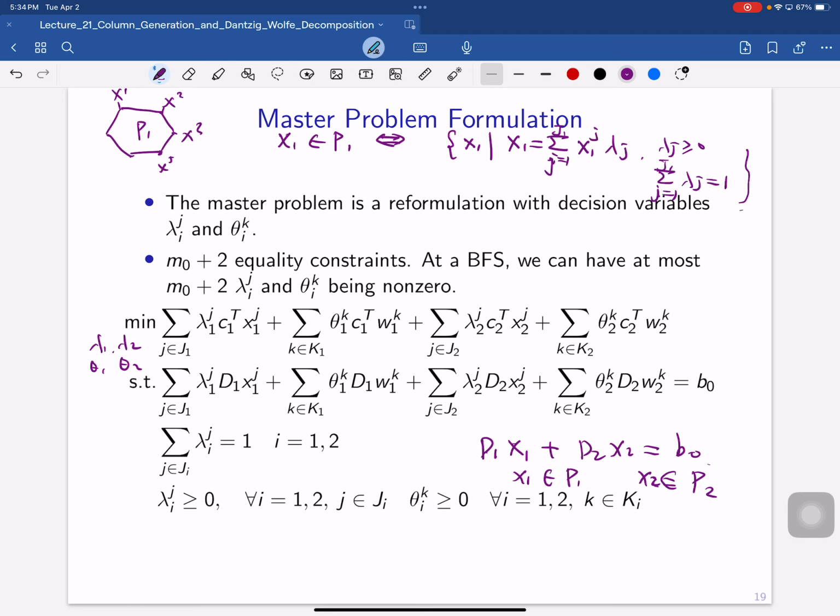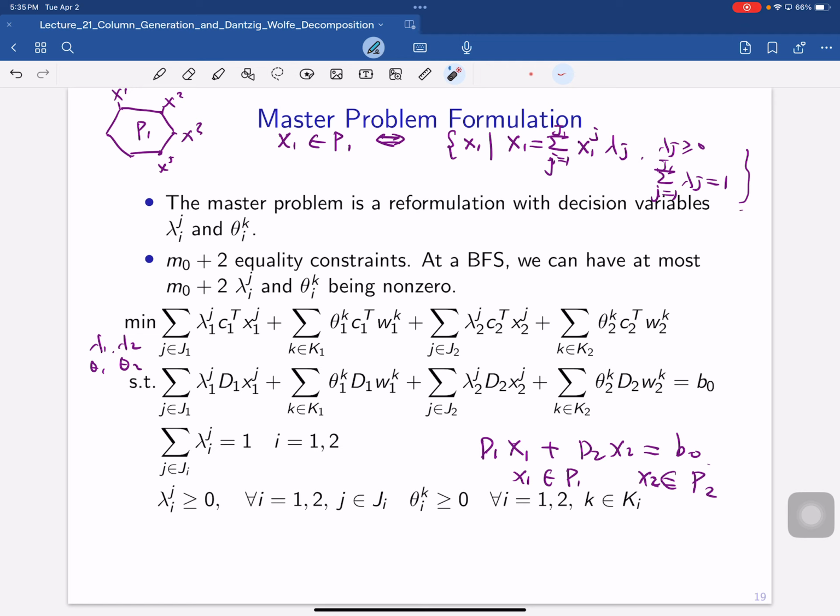So these two sets are equivalent, right? If you see x1 is in the polyhedral set P1, it's essentially saying that x1 can be represented as a convex combination of those 6 extreme points representing this polyhedron, right? And now, if you replace x1 anytime x1 appears in the original formula.